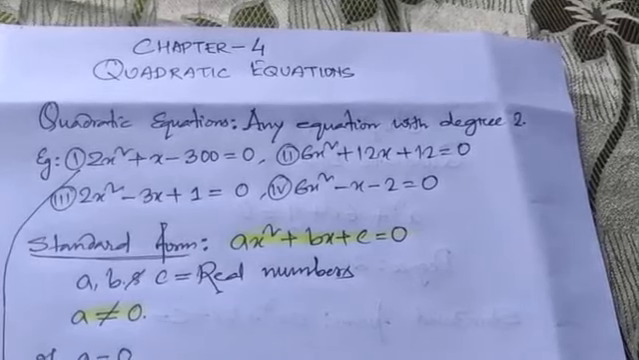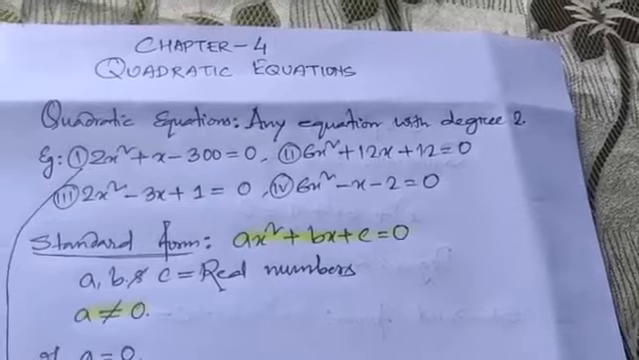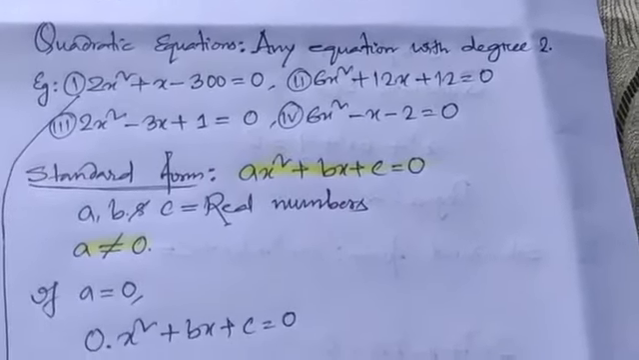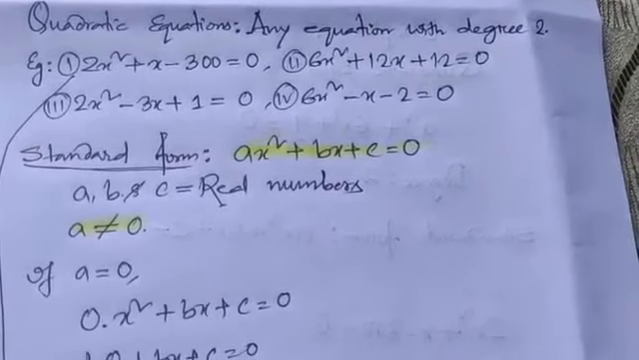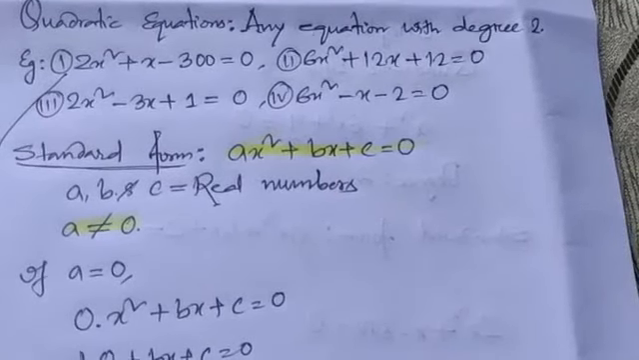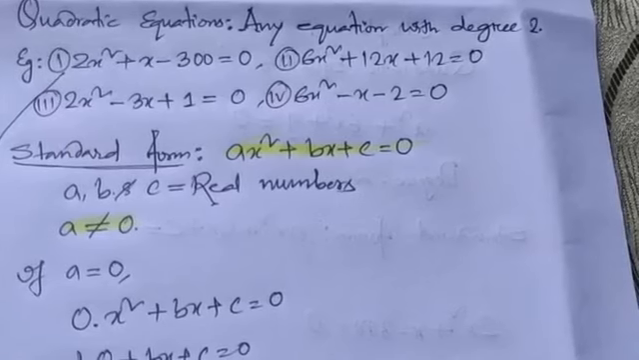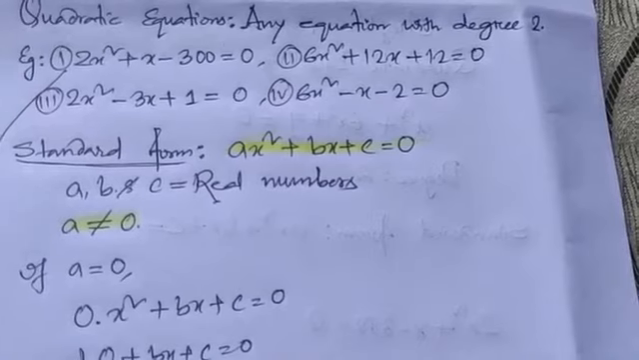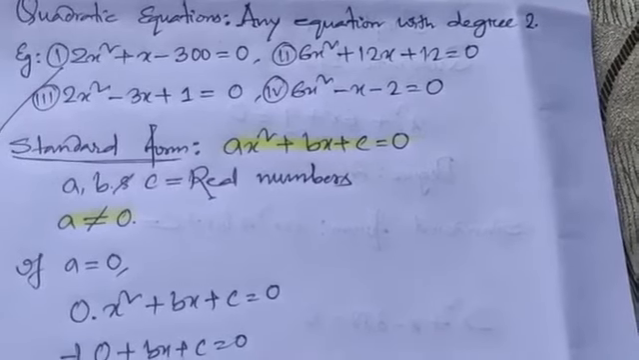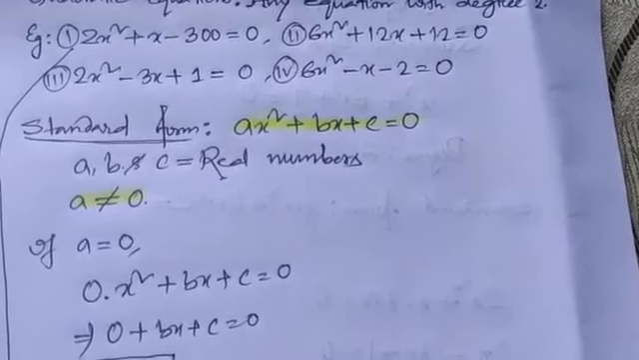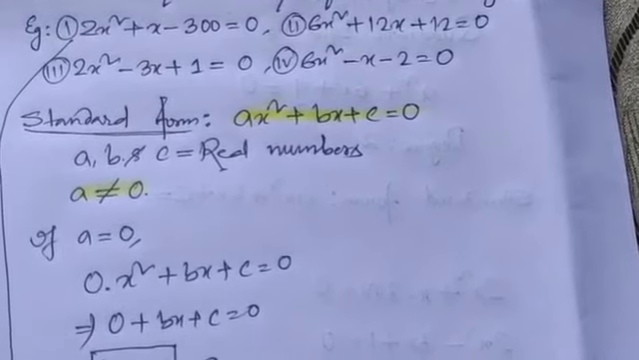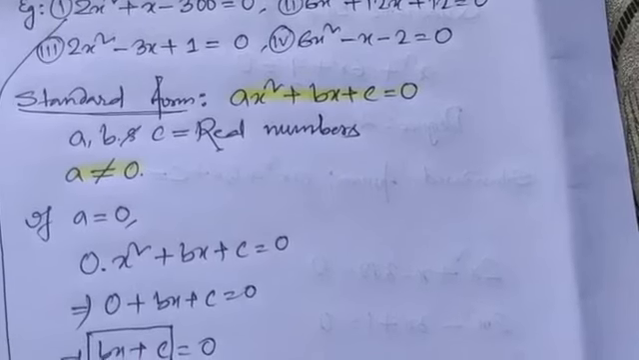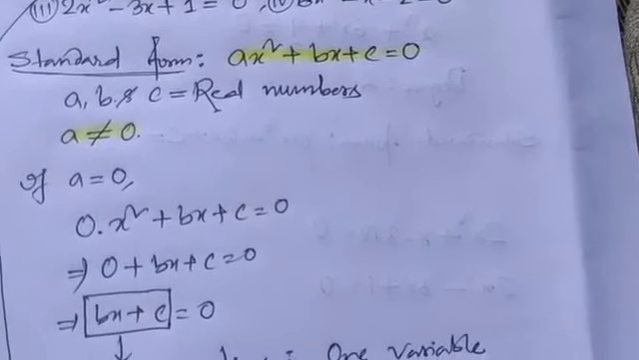Why have I written this a not equal to 0? See in the explanation part. Look, in our standard form, if we put a is equal to 0, then 0 into x squared plus, let's keep them as it is, bx plus c equal to 0. Then 0 into x squared is 0, 0 into anything is 0, then plus bx plus c equal to 0. Then what is remaining? bx plus c equal to 0.